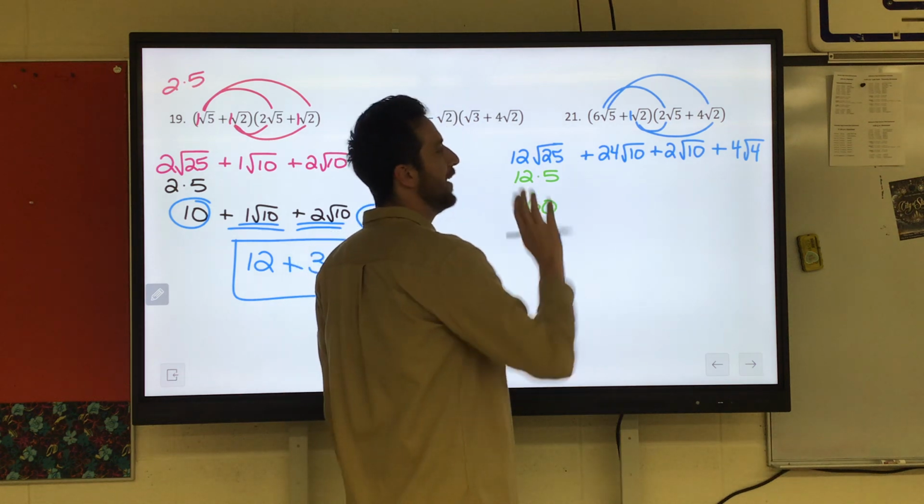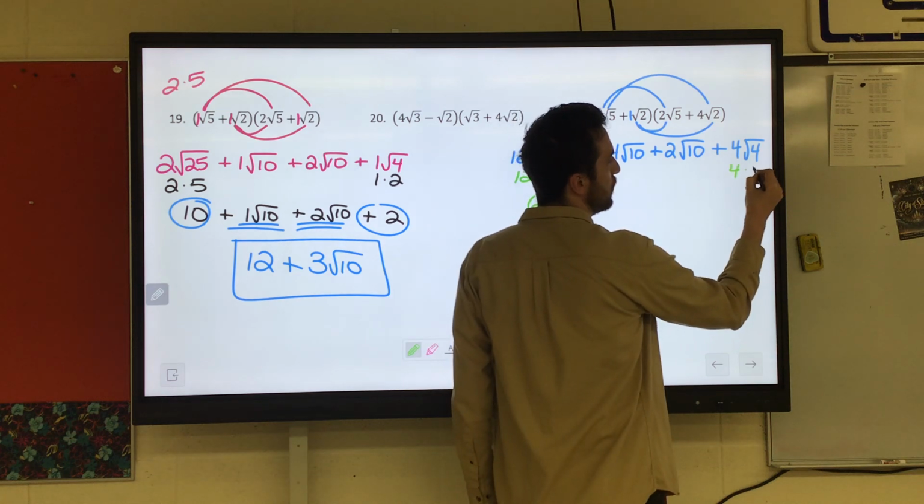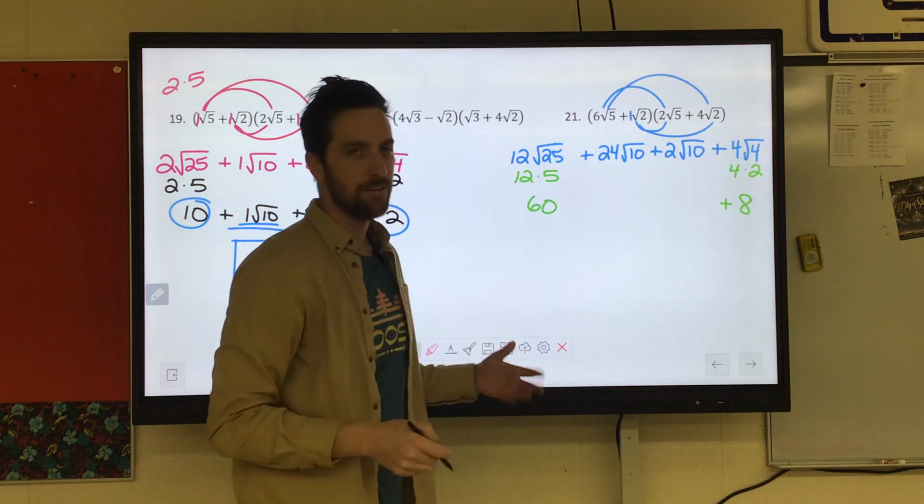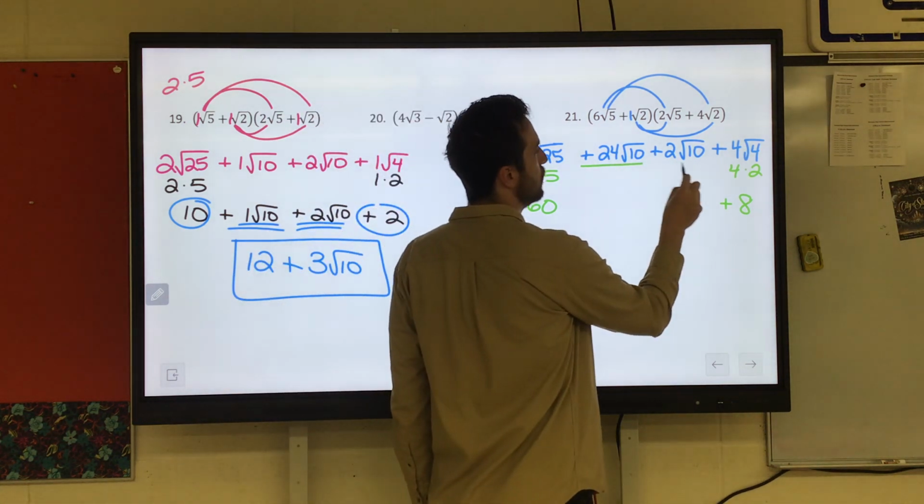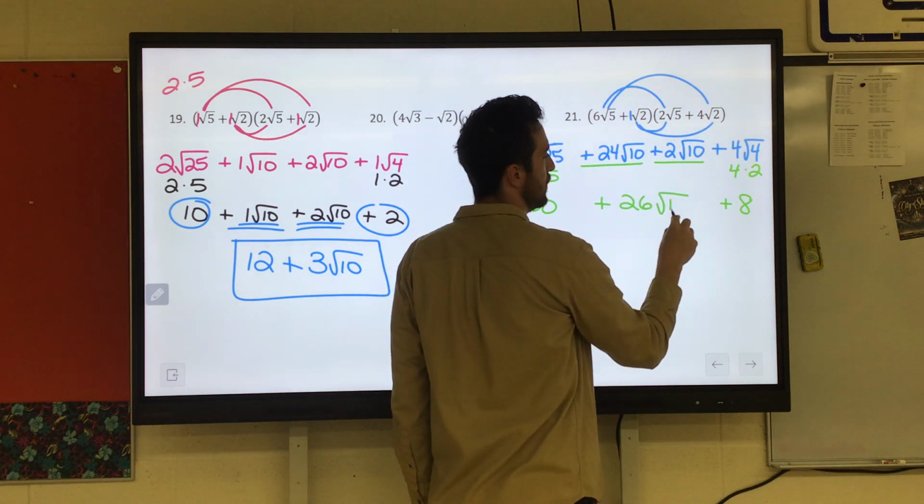All right. I know I'm going to have the same thing happening at the back end. 4 times square root of 4 is 2. 4 times 2 is 8. All right, now the middle ones. Let's do another step in this one. We can add them. 24 root 10 plus 2 root 10 is 26 root 10.